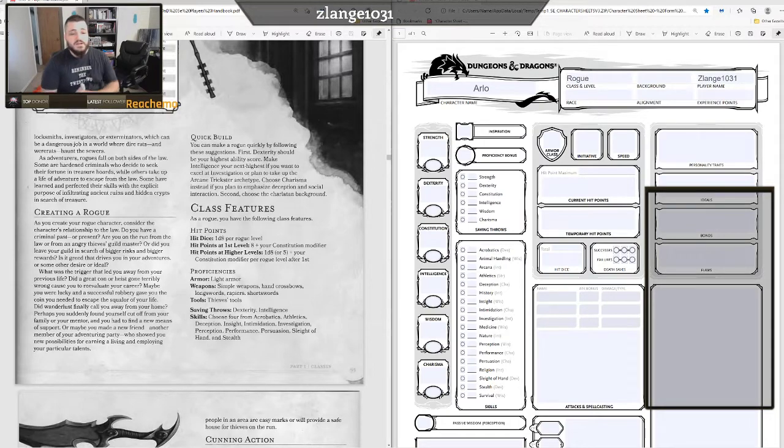Okay, here we go. Creating a rogue. As you create your rogue character, consider the character's relationship to the law. Do you have a criminal past or present? Are you on the run from the law or from an angry thieves guildmaster? Or did you leave your guild in search of bigger risks and bigger rewards?